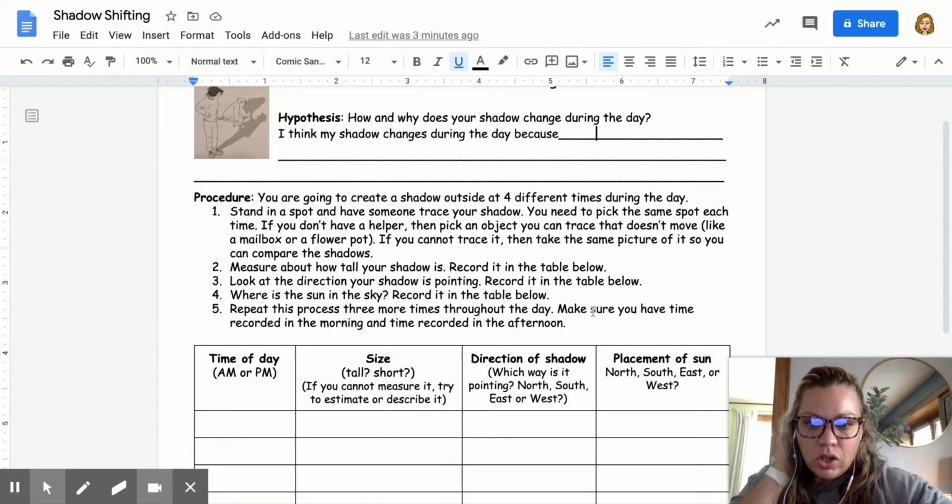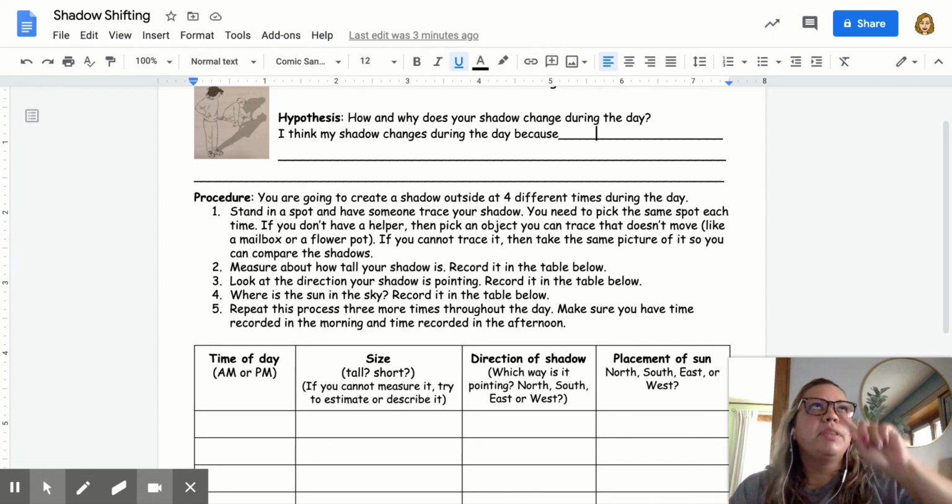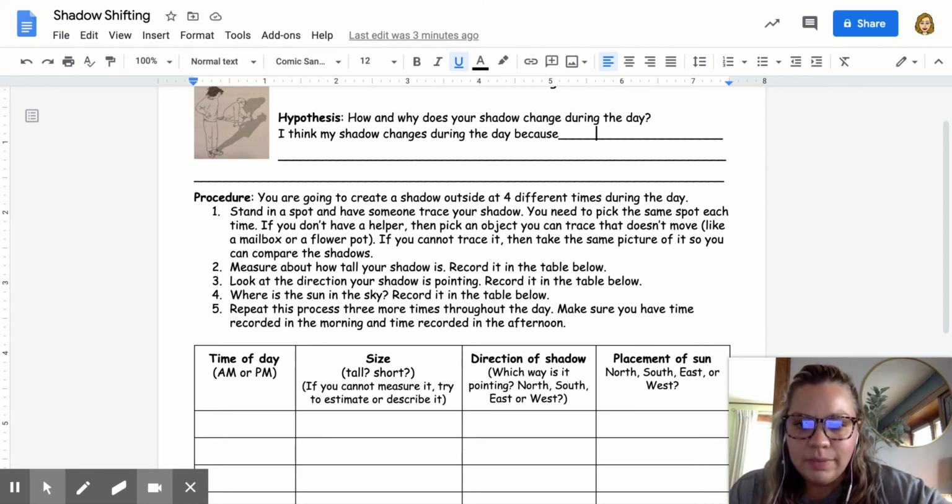So number 4, where is the sun in the sky? Record it in the table below. So now you're going to tell me where the placement of the sun is. Is the sun north, south, east, or west? Remember, don't look directly at it. Look up in the sky and figure out where it's at.